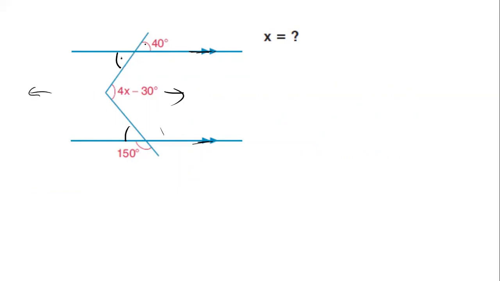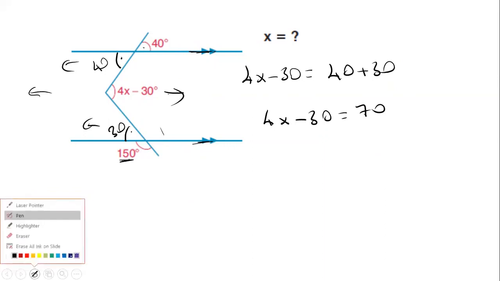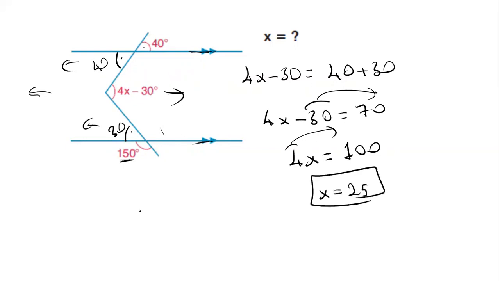So I can find this one from here, which is 40. And then this one I can find from here is 180 minus 150, which is 30. So then this plus this equals this. So 4x minus 30 equals 40 plus 30, which is 4x minus 30 equals 70. Then I'm going to leave the unknown alone. This to the other side as addition, that will be 4x equals 70 plus 30, 100. And this to the division, x is going to be 25.